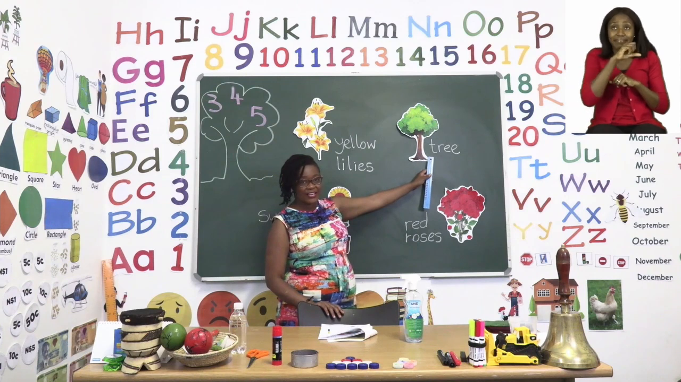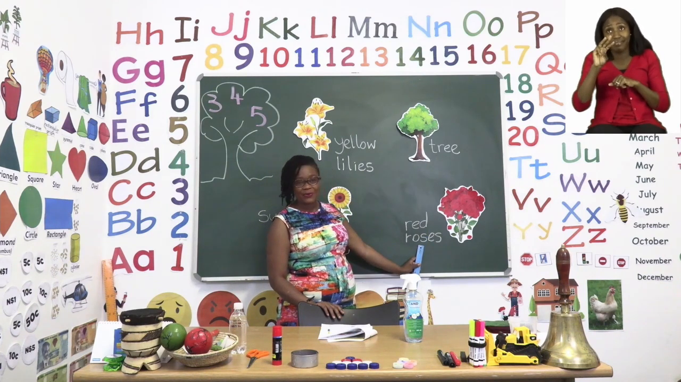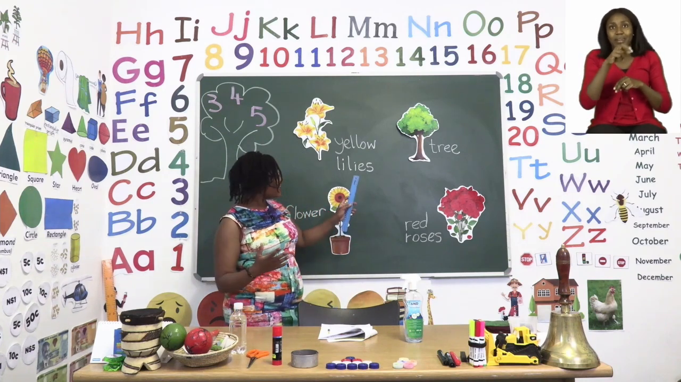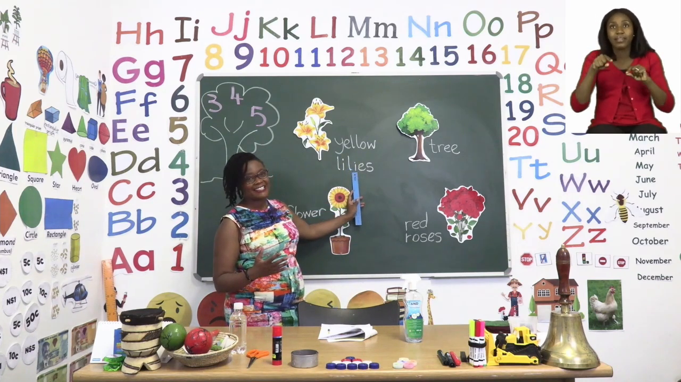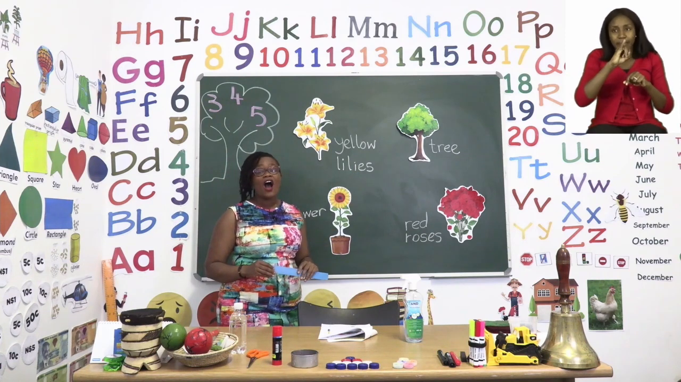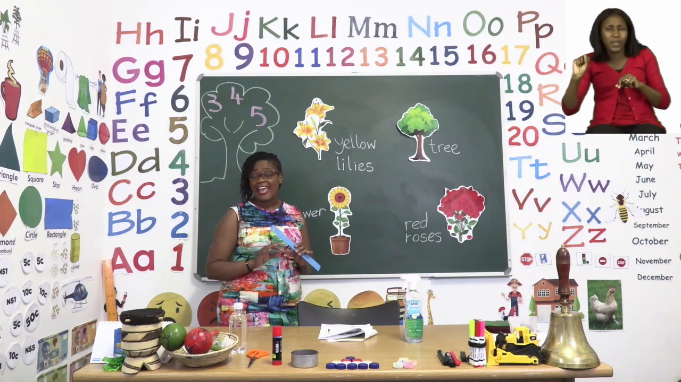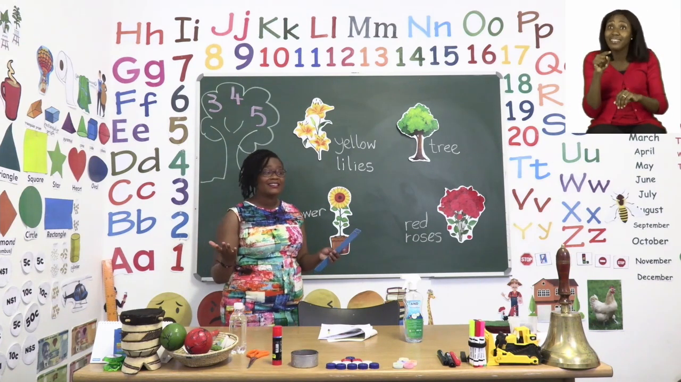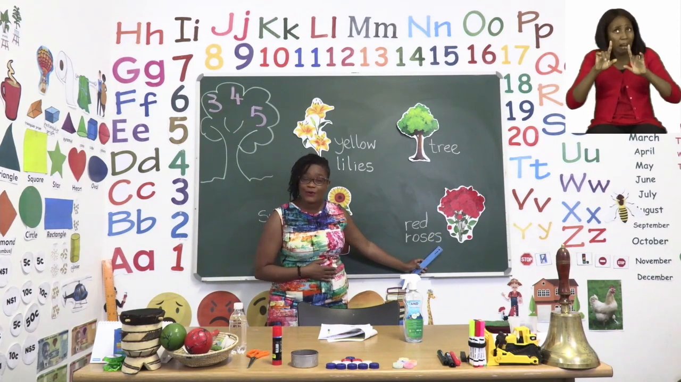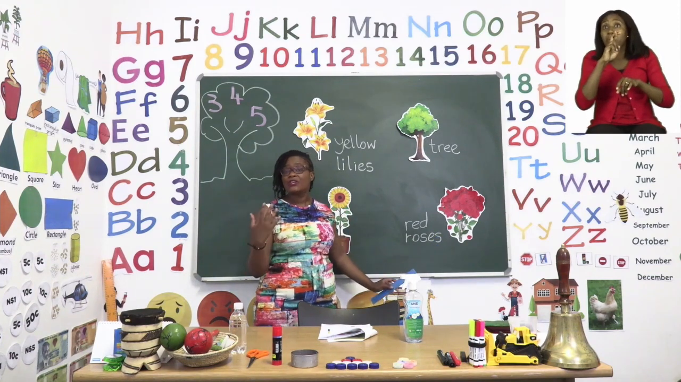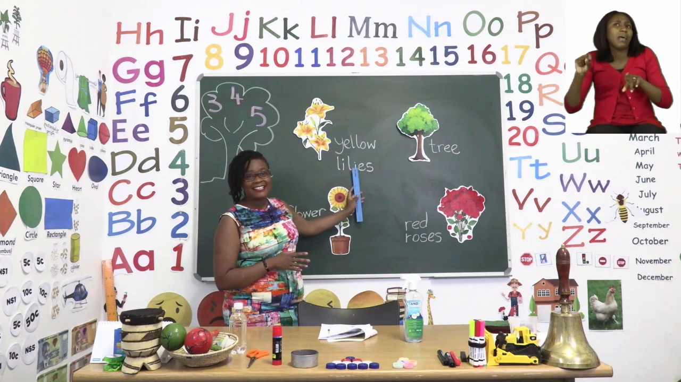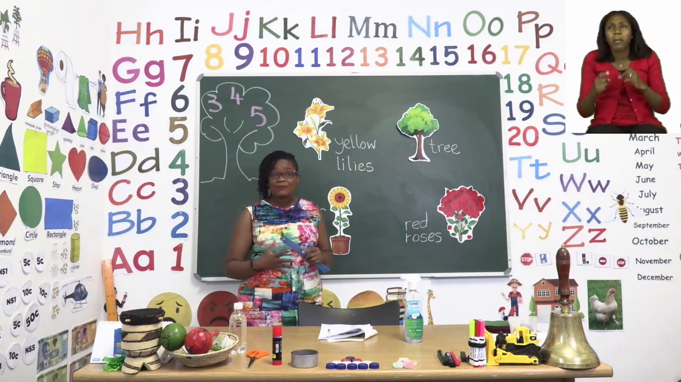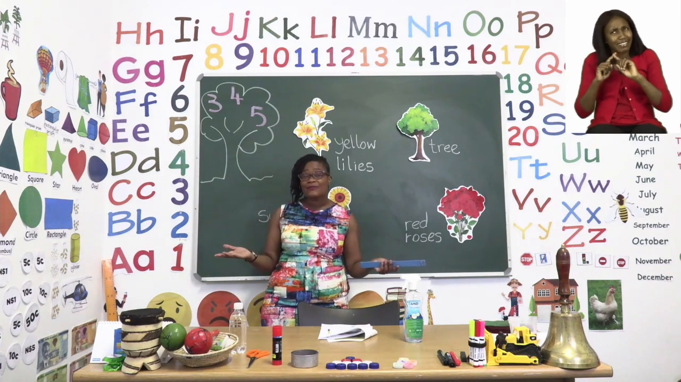We've talked about the tree and we've also talked about the red roses. Then the last one that we're going to talk about is the yellow lilies. Now yellow lilies are just as beautiful as any other plant. The lilies also come in different colors. Just like you can get white roses and pink roses, you can also get white lilies and pink ones as well. So these are the different plants that you may or may not have known about.